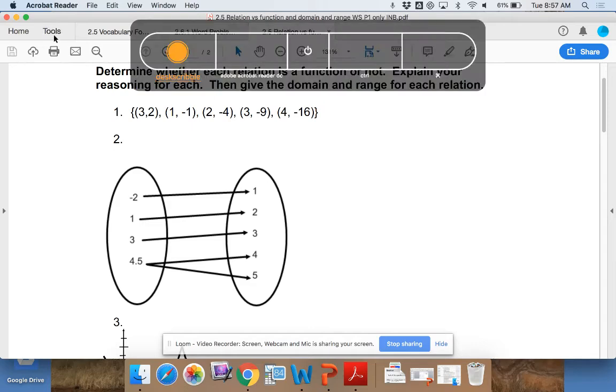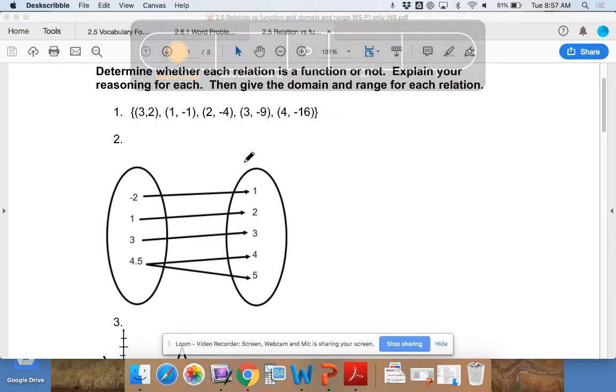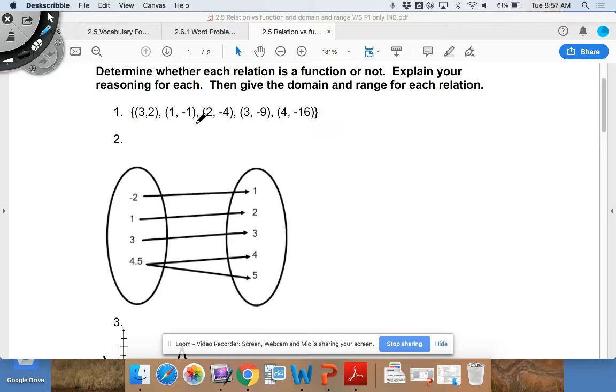First thing we're going to do is look at whether or not this set of ordered pairs is a function. So yesterday we talked about, for a function, do we look at the x's or the y's or both? Only the x's. Do we care about the y's at all? No, don't care about them.